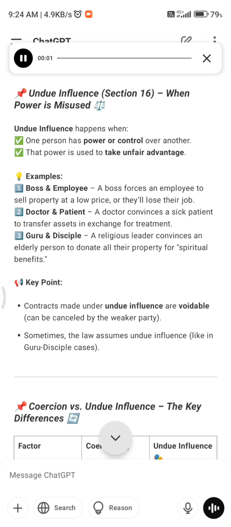Undue influence, Section 16. When power is misused. Undue influence happens when one person has power or control over another. That power is used to take unfair advantage. Examples.